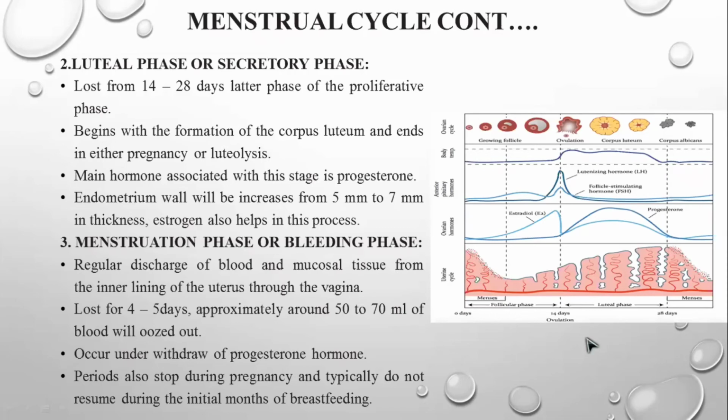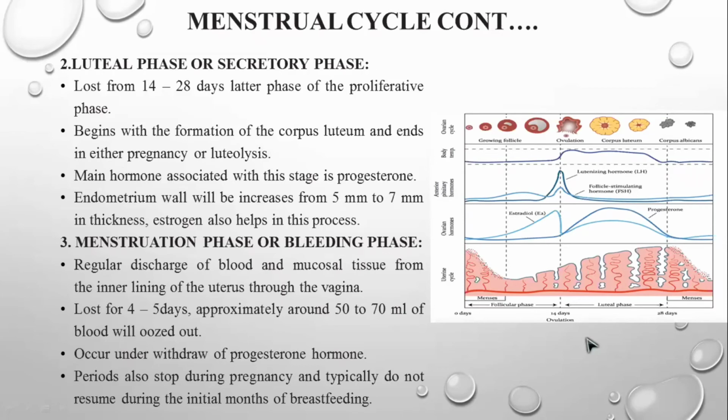Immediately the wall of the endometrium decreases in size, and it comes to its original normal thickness of the uterine wall. The period also stops during pregnancy and typically does not resume during the initial month of breastfeeding. This progesterone hormone also plays a major role in the mammary gland for the secretion of milk, which we have discussed in the endocrine and exocrine glands.